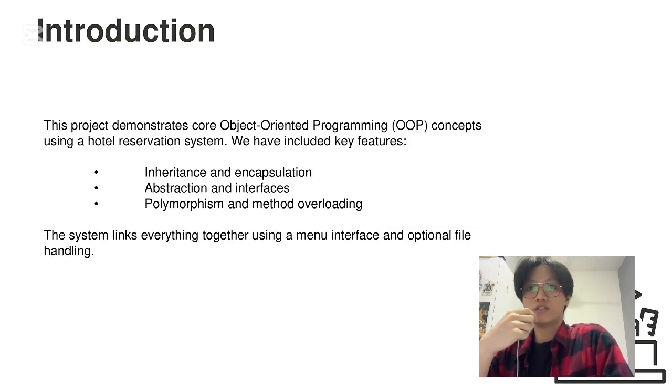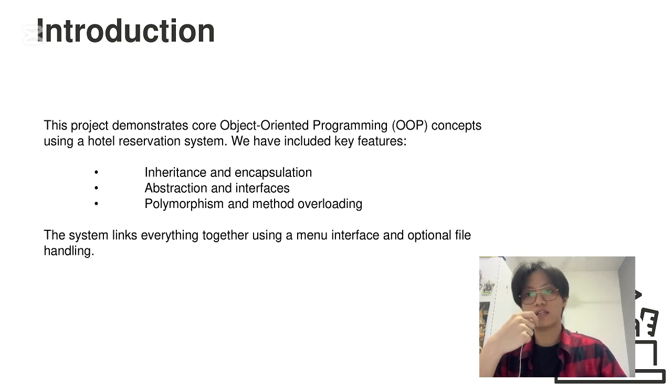So first, for introduction, this project demonstrates core object-oriented programming concepts using a hotel reservation system. We have included key features such as inheritance and encapsulation, abstraction and interfaces, polymorphism and method overloading. And this system links everything together using a menu interface and optional file handling.